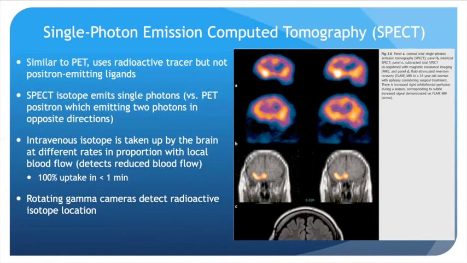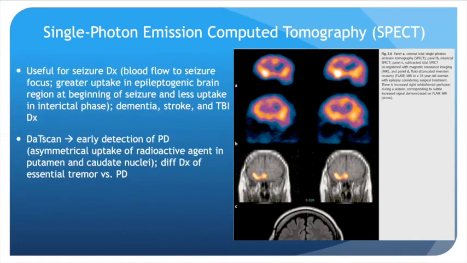And there's a rotating gamma camera that detects the radioactive isotope location. SPECTs are useful for seizure diagnosis. So looking at blood flow to the seizure focus, there's greater uptake in epileptic brain regions. It's useful for dementia, stroke, and traumatic brain injury diagnosis. And there's a particular application called DaTscan, which is useful for early detection of Parkinson's disease.